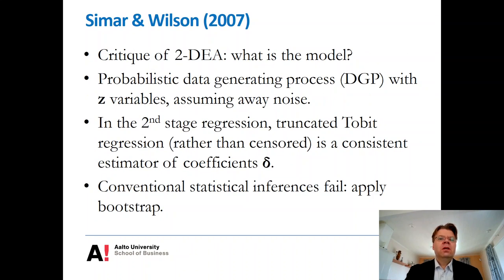So there was this very influential study by Leopold Simar and Paul Wilson in the Journal of Econometrics in 2007, where they actually sharply criticized this two-stage DEA approach. And first of all, they question what exactly is the model that is being estimated in this kind of two-stage DEA, and what's the motivation for this second-stage regression. So they propose to address this issue. They propose a probabilistic data generating process that does include the Z variables, but it's a deterministic model in the sense that there's no random noise term present. So there's only inefficiency that depends on the Z variables. So using that kind of formal model, they show that in the second-stage regression, using a variant of the Tobit model, namely truncated regression, is a consistent estimator of the parameters in the model, so this coefficient delta.